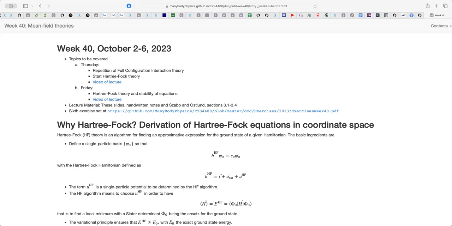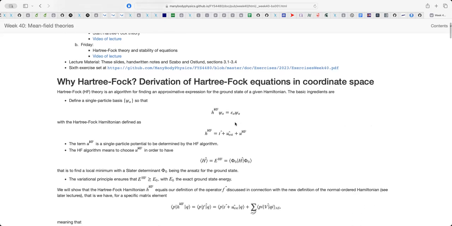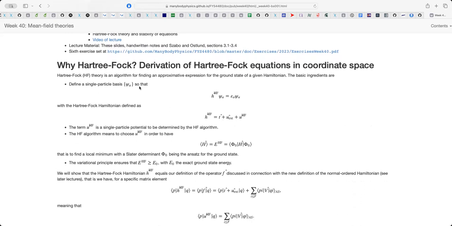Today we are going to repeat quickly a little bit about what we did with the full configuration theory, just set up the equations and the way the Hamiltonian matrix looks. But then we are going to jump into Hartree-Fock theory. What we are going to derive today is a new single particle basis. So we are going to introduce a new one-body operator, which we can write as the kinetic energy piece and an eventual external potential.